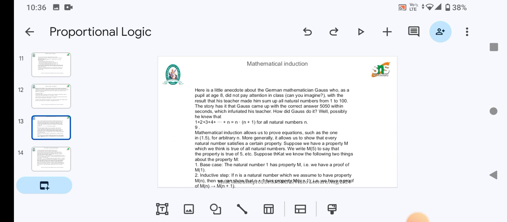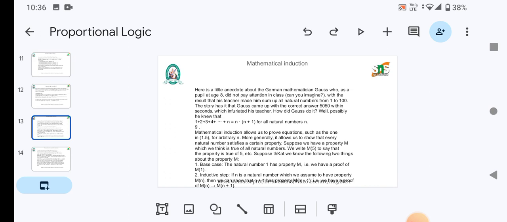Mathematical induction allows us to prove equations such as this for an arbitrary n. It also allows us to show that every natural number satisfies a certain property. Suppose we have a property m that we think is true for all natural numbers. We write m of 5 to say that the property holds for 5. Suppose we know the following two things about the property m.